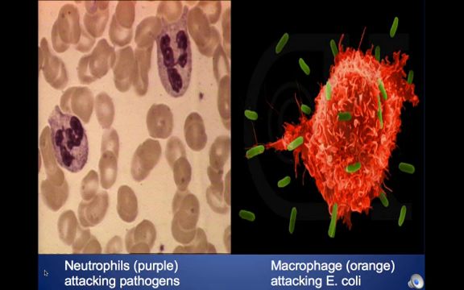Neutrophils consume pathogens and destroy them intracellularly. In the picture on the left, the neutrophils have been dyed purple and the top one is actively consuming a pathogen. Macrophages have the ability to destroy pathogens intracellularly as well as extracellularly. The picture on the right shows a macrophage dyed orange attracting E. coli cells which have been dyed green to destroy them internally and externally.